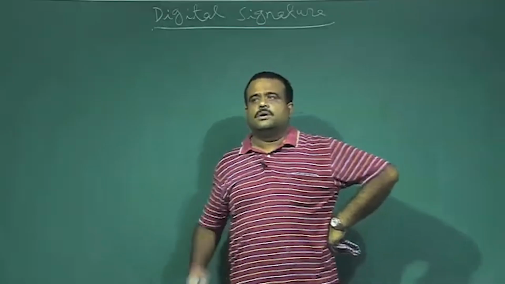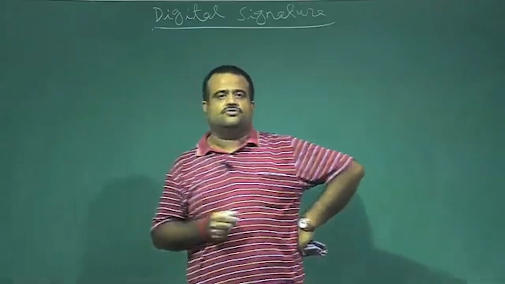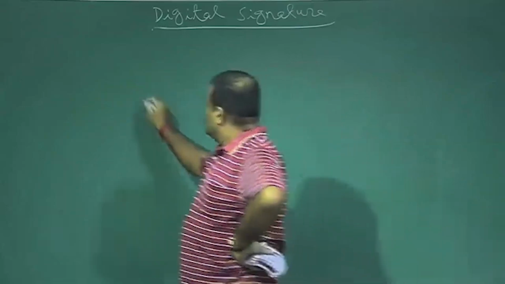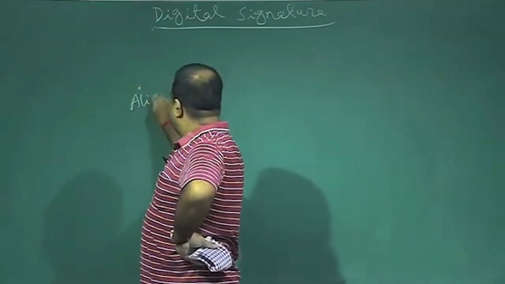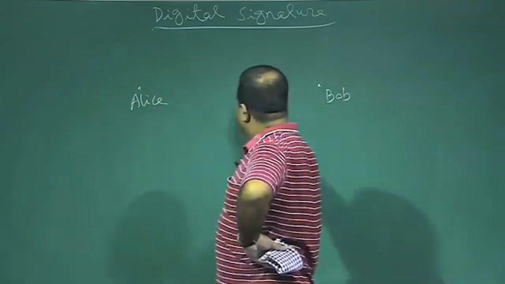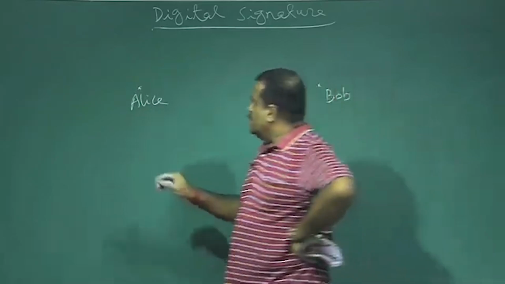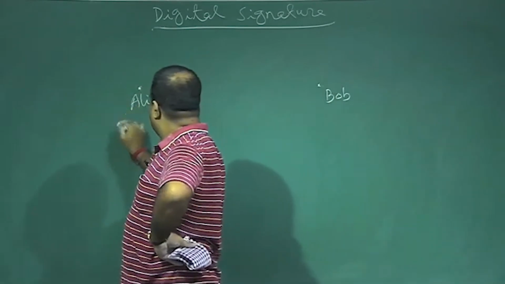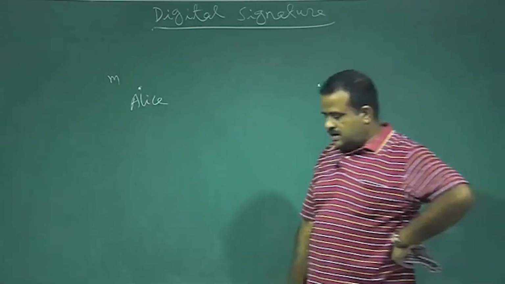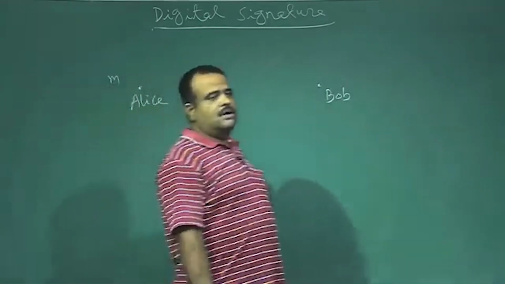Okay, so we'll talk about digital signature scheme. This is used for authentication purpose. This is under public key setup. We have two parties, Alice and Bob, and they are communicating over a public channel. Now Alice wants to send a message to Bob, and Bob wants to ensure that the message is really coming from Alice. So this authentication has to be preserved.